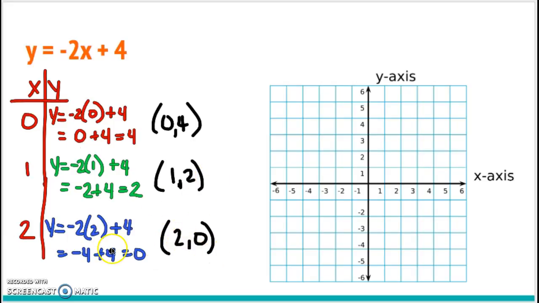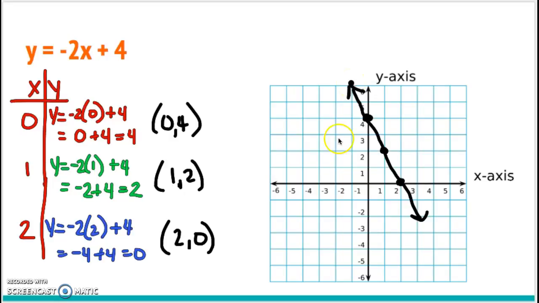2, 0. Okay, now I'm going to plot these points. So 0, 4, I'm going to go over 0 and up 4. 1, 2, over 1, up 2. And then 2, 0, over 2, up 0. They all fall in a straight line. Connect them and put arrows on the ends.